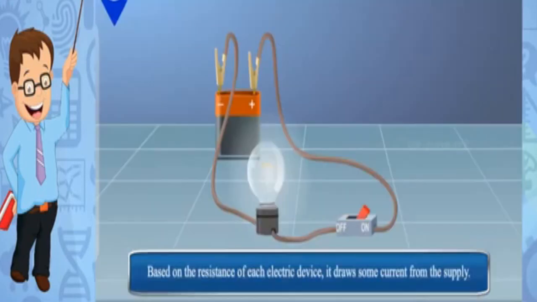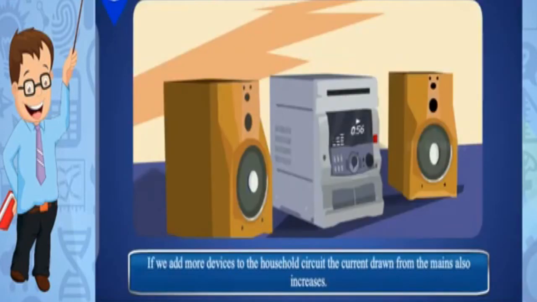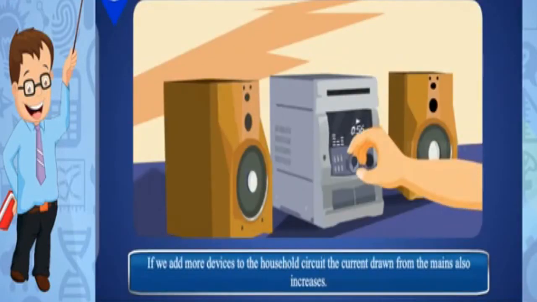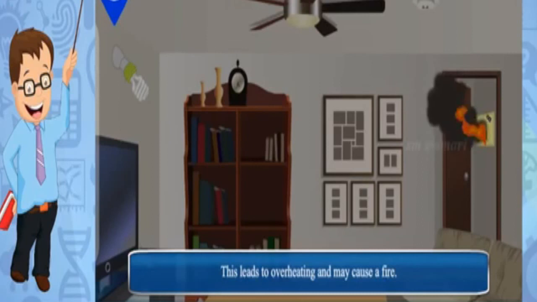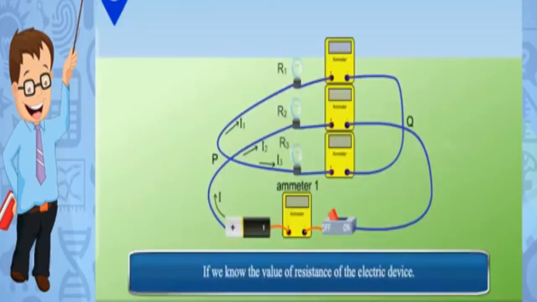Based on the resistance of each electric device, it draws some current from the supply. The total current drawn from the mains is equal to the sum of the currents passing through each device, known as the junction law. If we add more devices to the household circuit, the current drawn from the mains also increases. This leads to overheating and may cause a fire. This is called overloading.